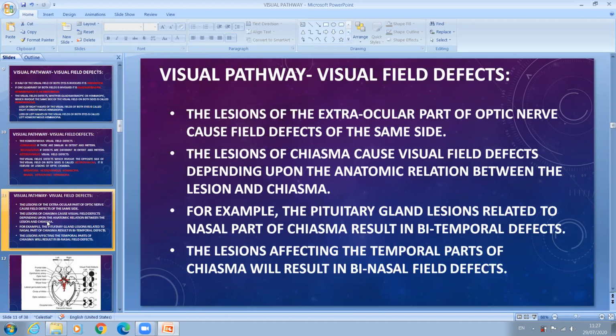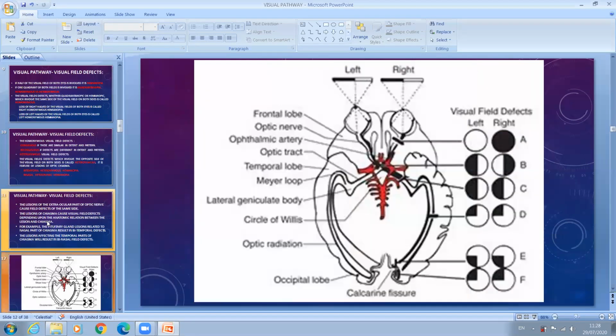But with lesions of the chiasma, both optic nerves have converged on one area of the brain, which is just near the pituitary gland and the other suprasellar area. So the lesions of this area will affect the chiasma, and the visual field of both eyes will be affected. For example, pituitary gland lesions, which are related to the nasal part of the chiasma, result in bitemporal defects, and lesions which are affecting the temporal part of the chiasma, if they are present on both sides, will cause bionasal visual field defects.